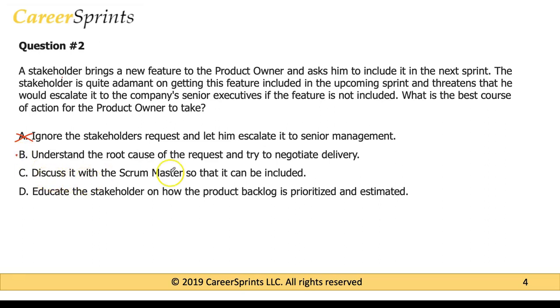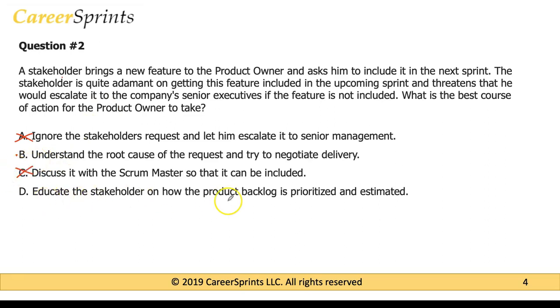Discuss it with the Scrum Master so that it can be included. You're the product owner. The stakeholder has brought the feature request to you. You're the person who makes the decisions on feature requests, right? So you are supposed to make that decision, not the Scrum Master. So this is going to be wrong.